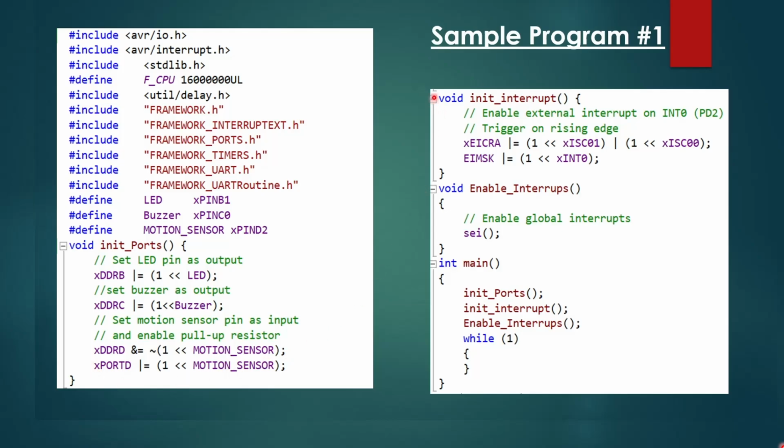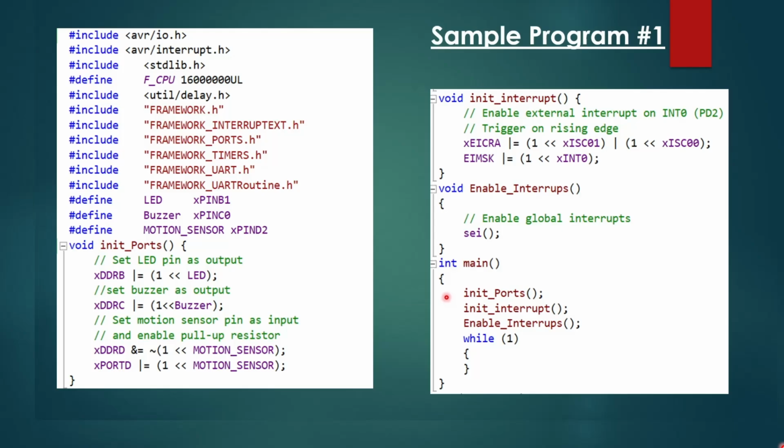So let's go and look at the init interrupts. What we're going to do here is enable our interrupt to trigger with a rising edge to detect any incoming signal. The port we're going to use is going to be INT0. So this is going to take care of the input capturing. Next, we have a routine which is going to enable the global interrupts.